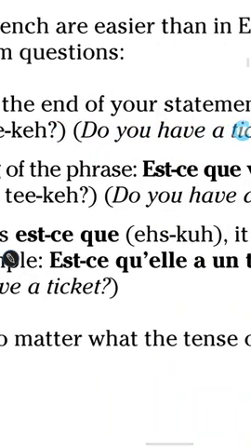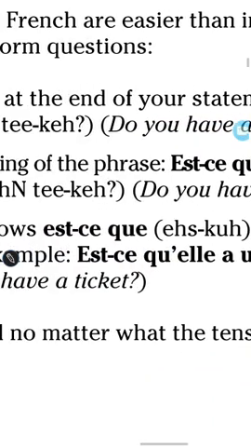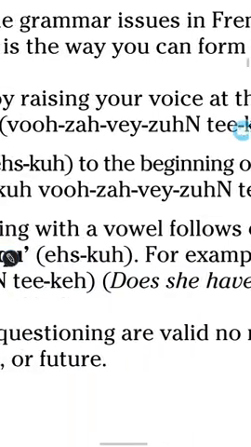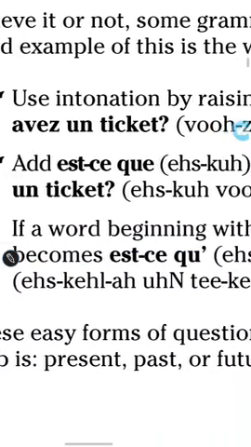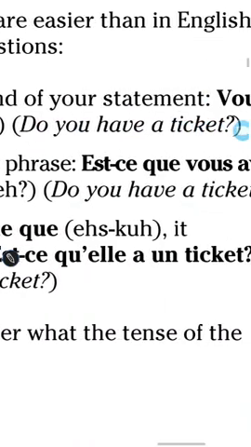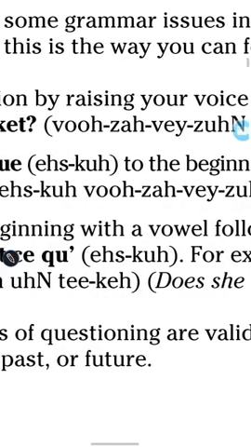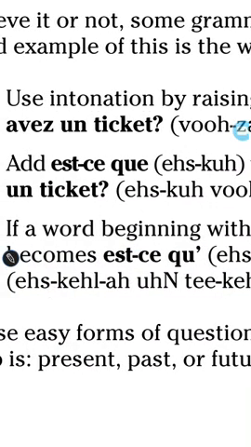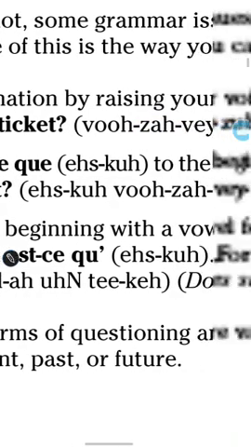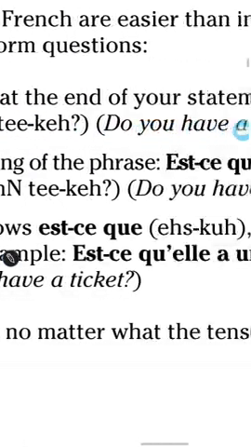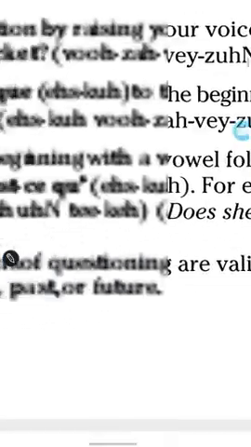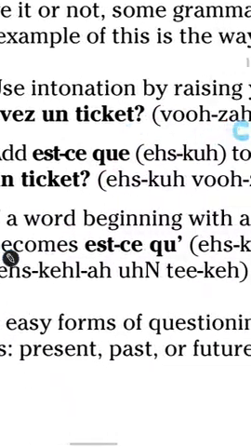If a word beginning with a vowel follows est-ce que, it becomes est-ce qu', and in que, you remove the E and put an apostrophe. For example, est-ce qu'elle a un ticket? Look at it here. Est-ce qu'elle a un ticket? Does she have a ticket?